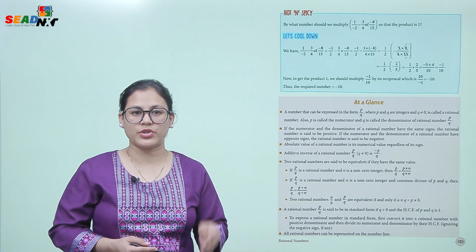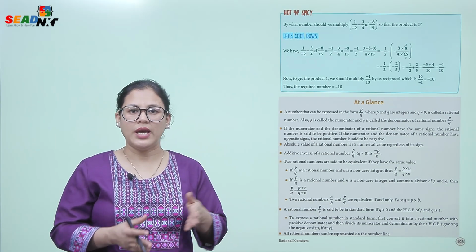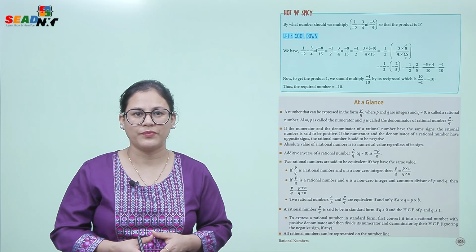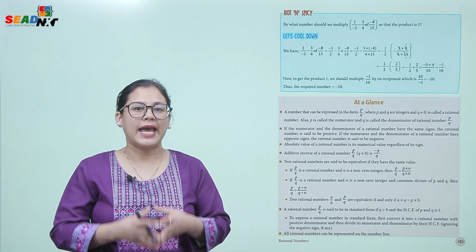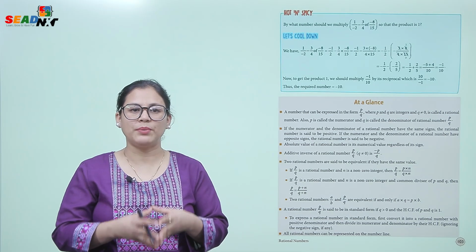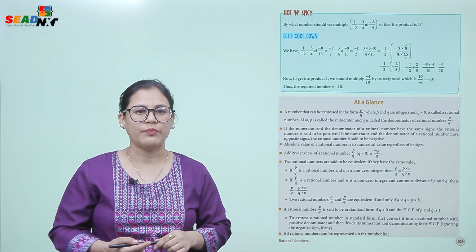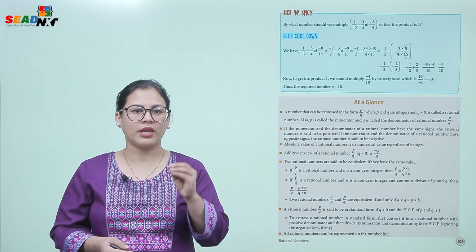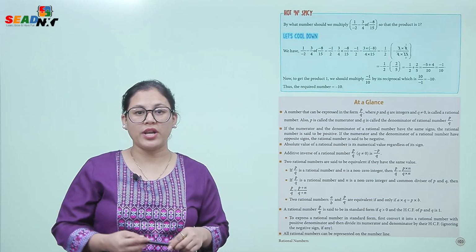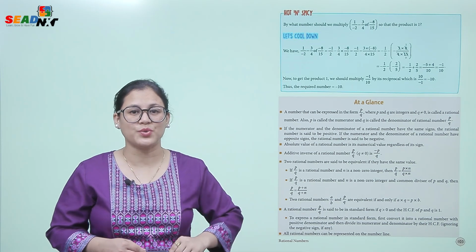If p by q is a rational number and n is a non-zero integer, then p by q is equal to p into n upon q into n. If p by q is a rational number and n is a non-zero integer and common divisor of p and q, then p by q is equal to p divided by n upon q divided by n. Two rational numbers a by b and p by q are equivalent if and only if a into q is equal to p into b.